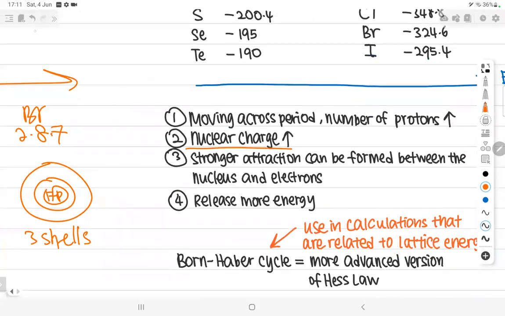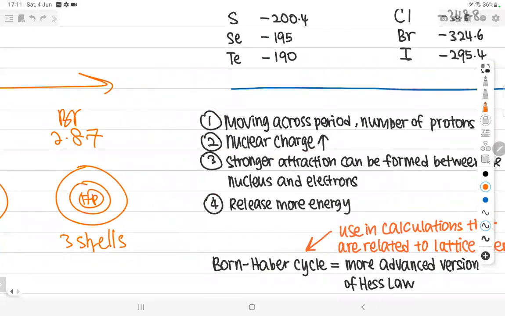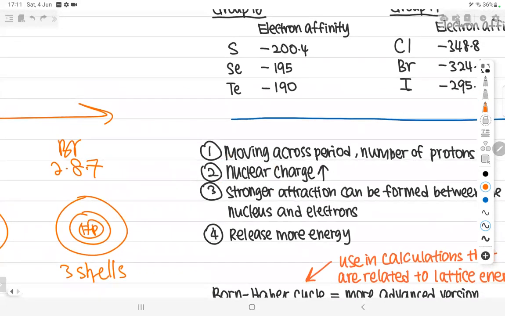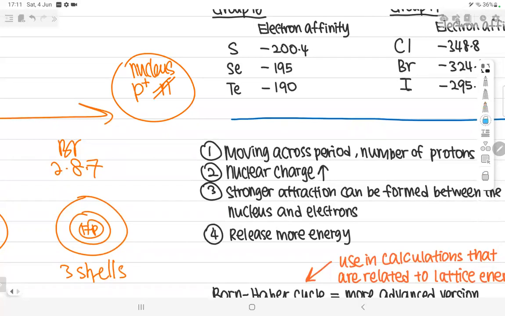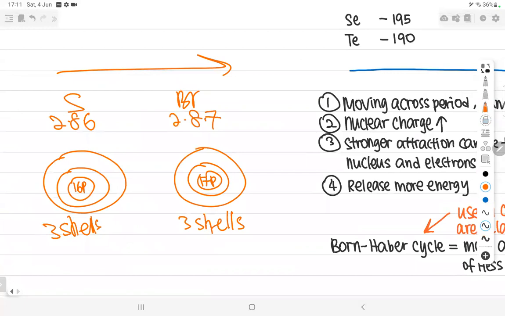Then the nuclear charge increases. The nuclear charge refers to the charge of the protons, because nuclear comes from nucleus. Inside the nucleus you have protons and neutrons. Neutrons don't have any charge. Only the protons have charge, and the proton charge is positive. This positive charge from the nucleus is called nuclear charge. When you have 16 protons, the charge is positive 16. When you have 17 protons, the charge is positive 17.